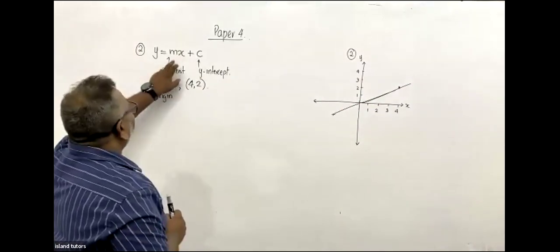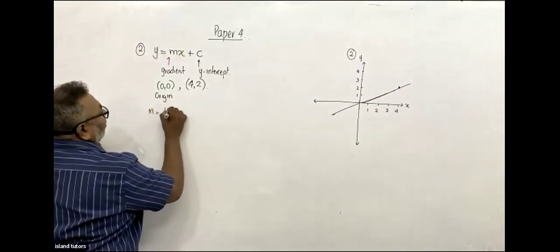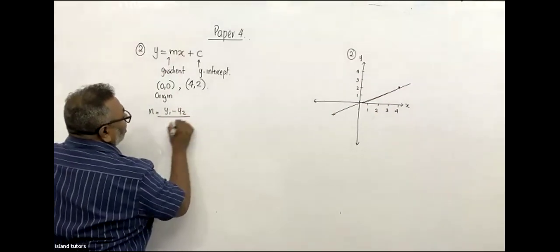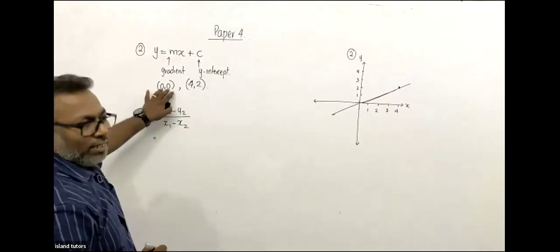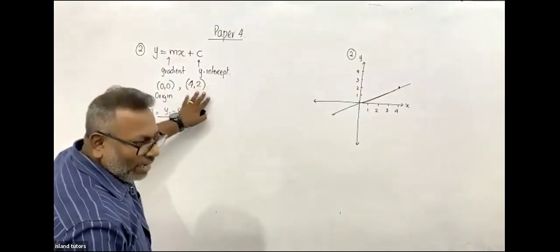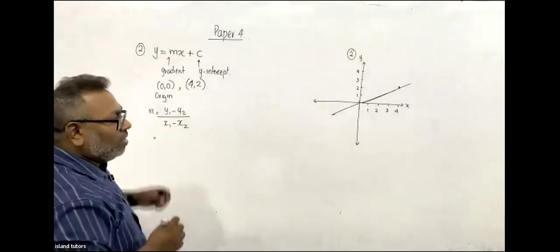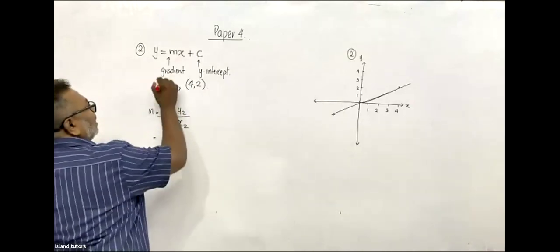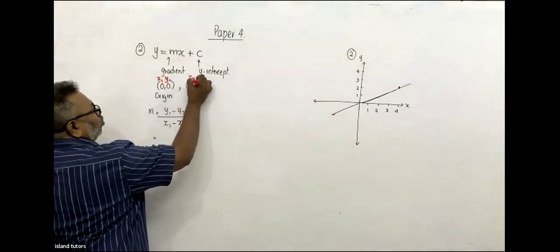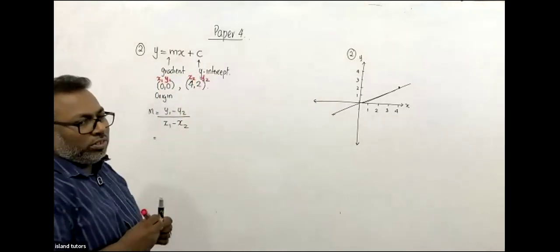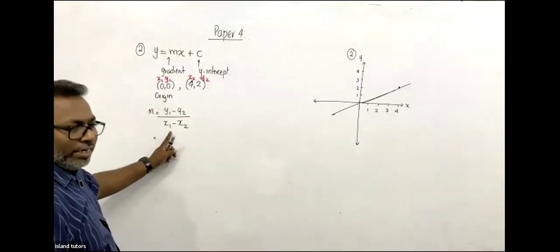So how do you do that? You need to first find out gradient. Gradient is what? m is equal to y1 minus y2 divided by x1 minus x2. So looking at these two coordinates, they're giving you two coordinates. One directly, another one indirectly they're giving you. Right? So you can name this as x1, y1, x2, y2. Just for your information. Plug it into this equation.